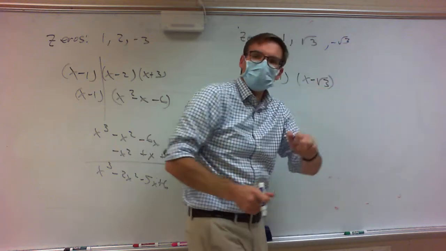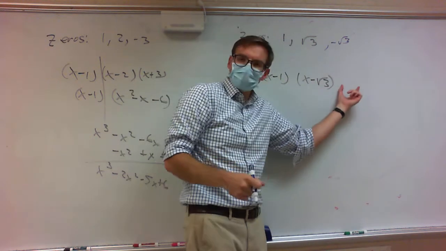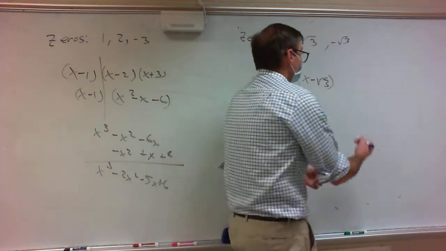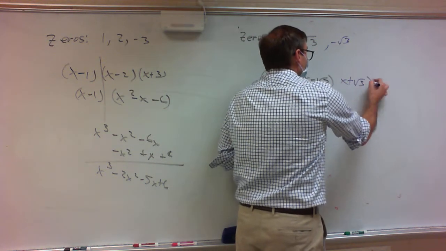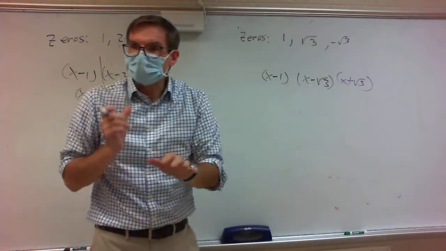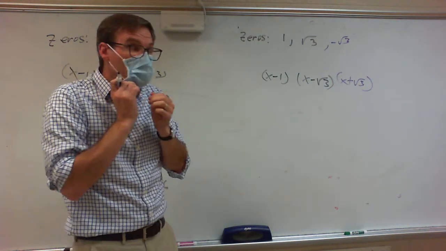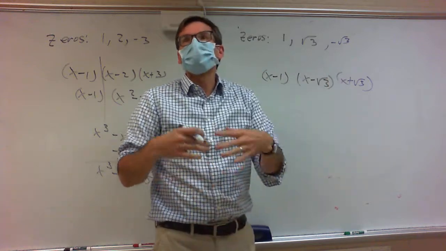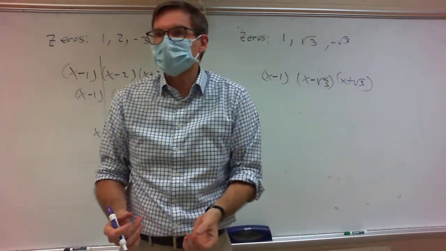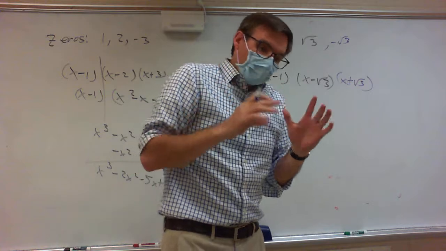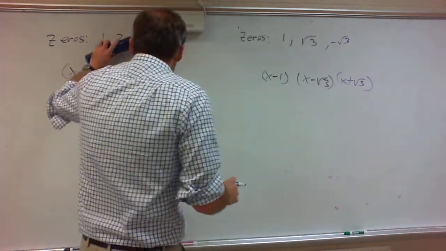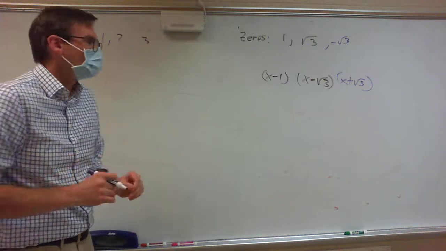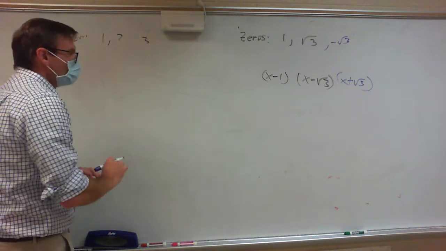And if negative square root of 3 is a 0, what goes here? X plus square root of 3. Everybody see what happened? So now my claim is, when we multiply this out, we have nice integer coefficients. And I want to pause just for a second because this sort of came up in first period, and see if I can deal with it now. I just want to make sure we're all on the same page.